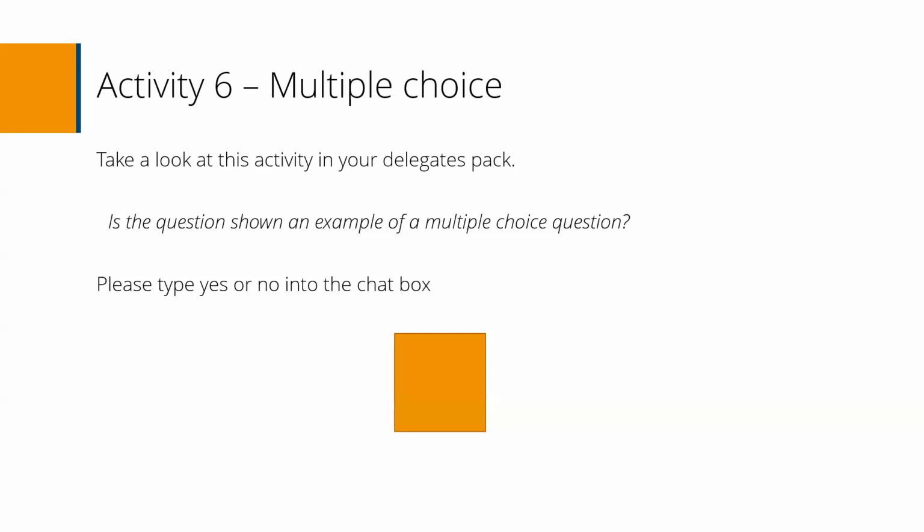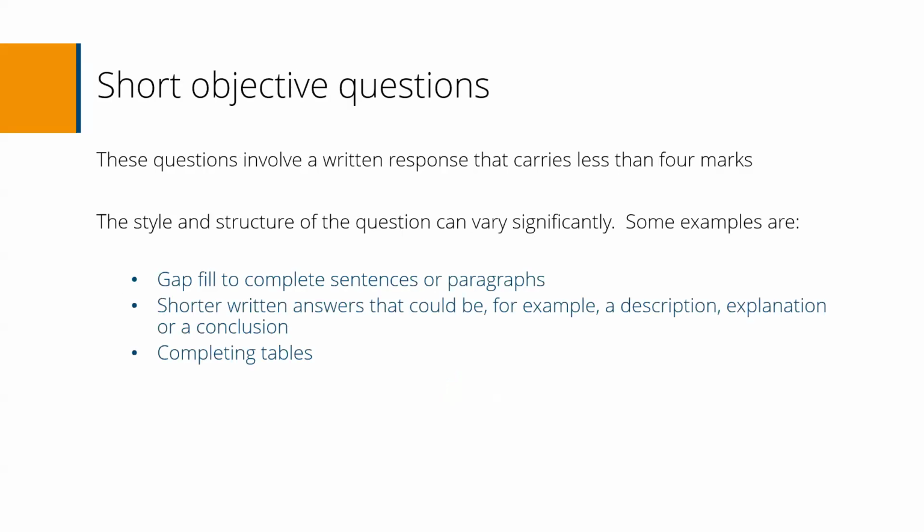The next sort of questions that we're going to look at are called short objective questions. That's a tick coming up there saying yes, it is. Okay. These questions involve a written response that carries less than four marks. The style and structure of questions can vary significantly. Some examples might be gaps to fill in to complete sentences or paragraphs, or a shorter written answer, for example, a description, explanation, or conclusion.